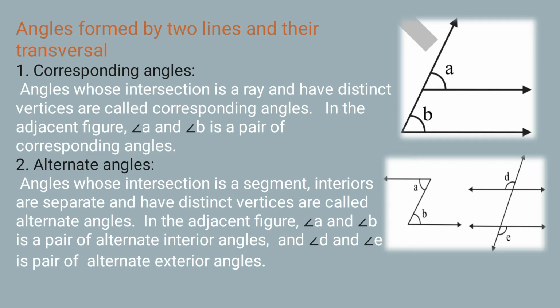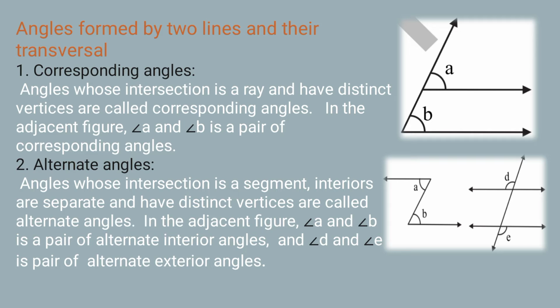First, corresponding angles. Angles whose intersection is a ray and which have distinct vertices are called corresponding angles. In the adjacent figure, angle A and angle B are a pair of corresponding angles.